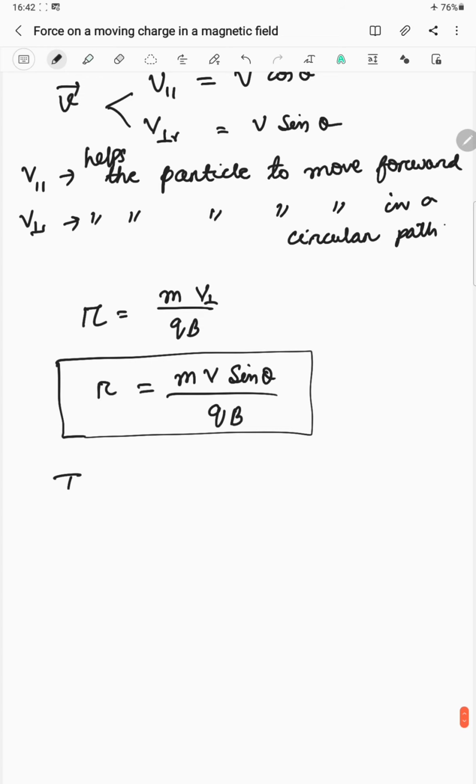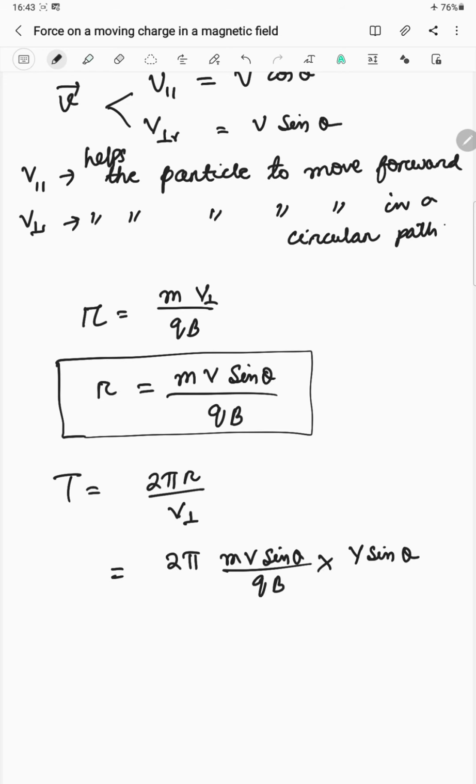Then what is the time period? T will be how much? T we know it is 2 pi r divided by v. But which component of v? Perpendicular component. Okay, so let me write here 2 pi r by v perpendicular. So what is your v perpendicular? Radius will be how much? It is m v sin theta by qB, because radius I am taking from here, into 1 by v perpendicular, which is v sin theta. So it will be 1 by v sin theta, right? Am I doing it correctly?